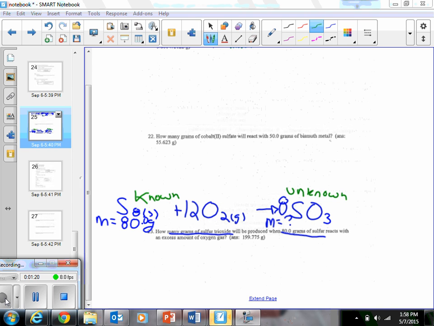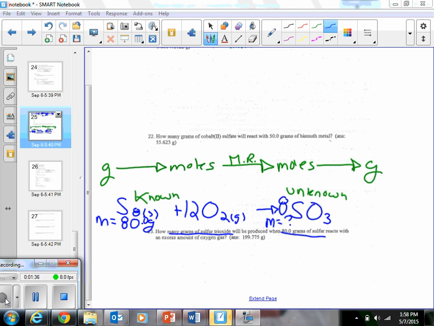So my first step is we take grams of our known and convert that to moles of our known. Then we use our mole ratio to find moles of the unknown, and then finally back to grams. So we'll start with 80 grams of S8, and we'll cancel out grams. So we have grams of S8 per 1 mole of S8.